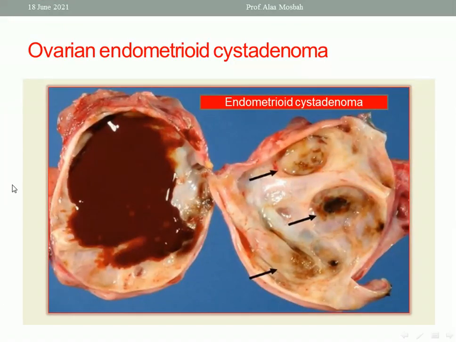This is how endometrioid cystadenoma looks. Please look at the altered dark brownish blood like endometrioma. That's why we said it is of endometriosis origin. And also endometriotic patches here. You can see the cut section here. So this is the endometrioid cystadenoma.